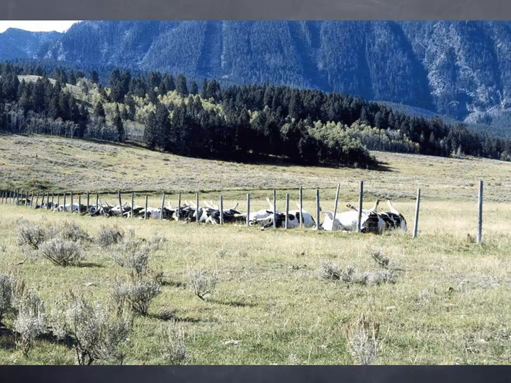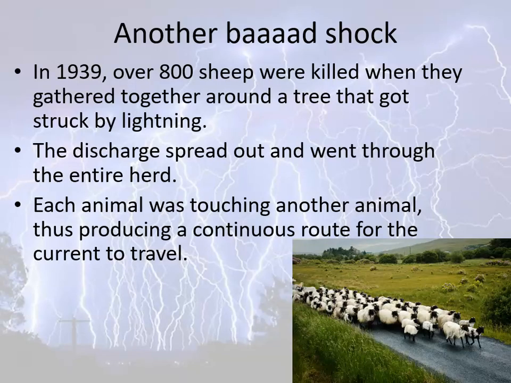Another bad situation was back in 1939, where over 800 sheep were killed when they all gathered around a tree that got struck by lightning, and that discharge spread out and went through the entire herd. And each animal was touching another animal, so there was basically a continuous route through which the current was able to travel.